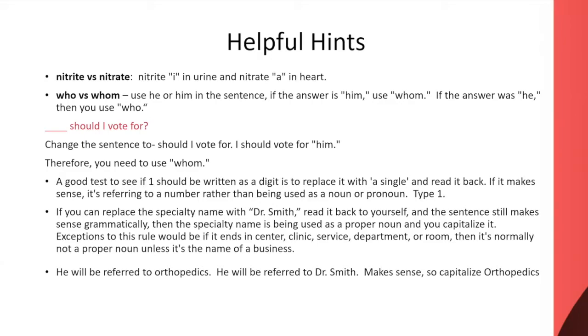Okay, so basically what you would do is swap the department out with Dr. Smith, and if it makes sense, then capitalize. If it doesn't, don't capitalize. But you would never usually capitalize a service or a center or a clinic unless the name of that center or clinic is dictated. It has to be specific. Okay.